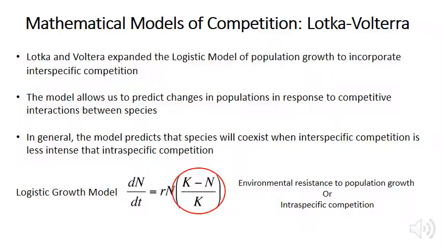So Lotka and Volterra expanded this model to allow us to predict changes in populations in response to competitive interactions between species, so interspecific interactions. In general, what the model predicts is that species will coexist when interspecific competition is less intense than intraspecific competition.